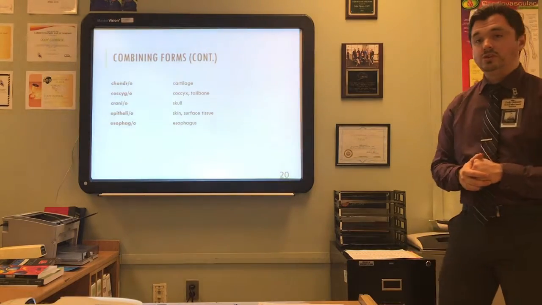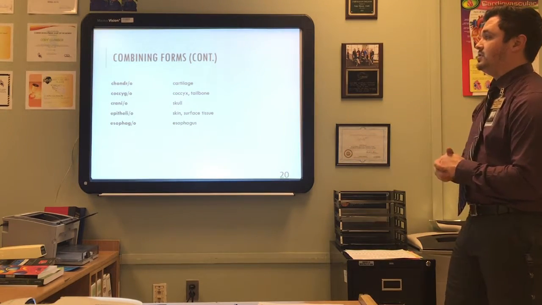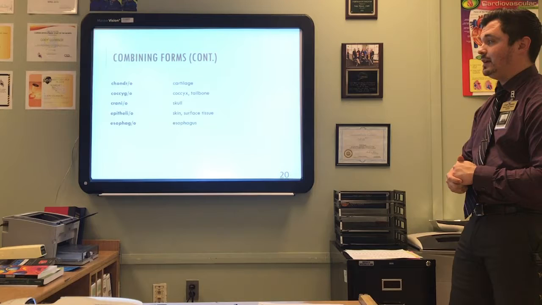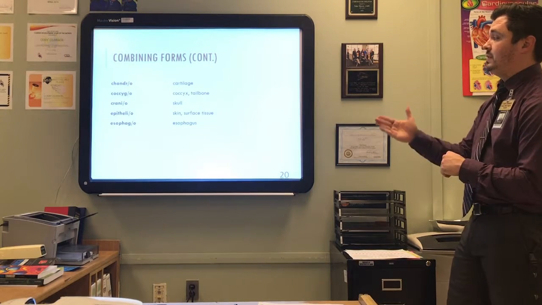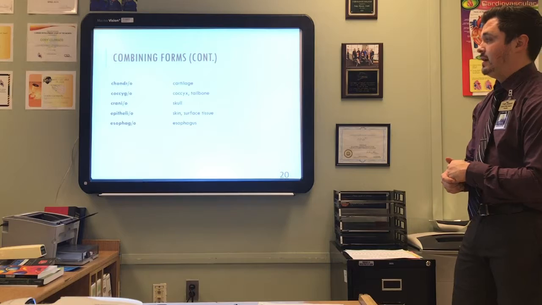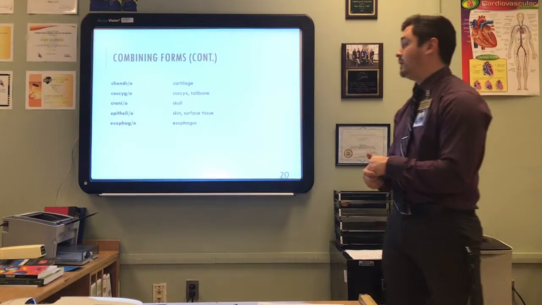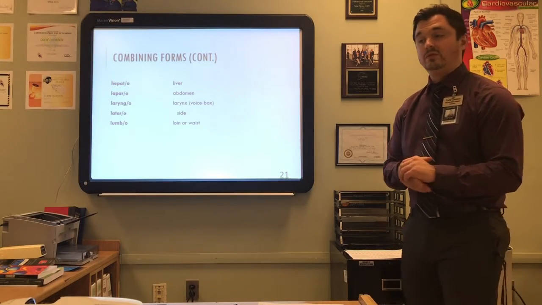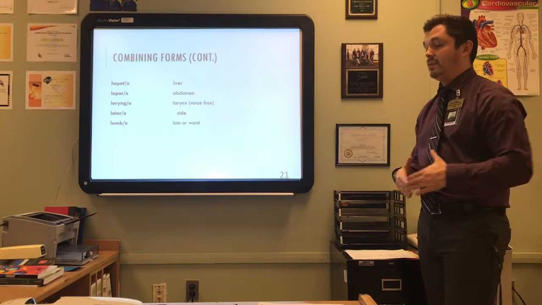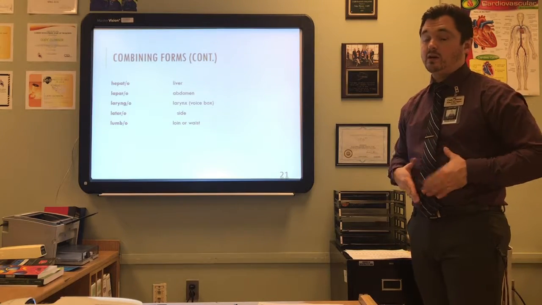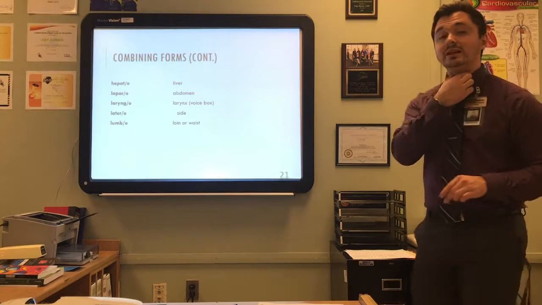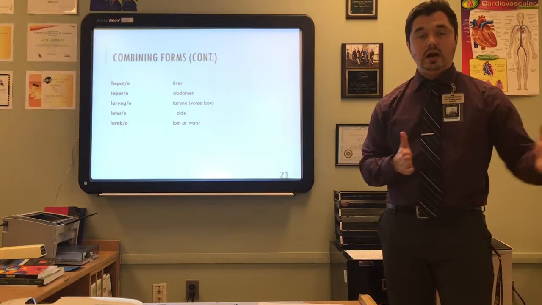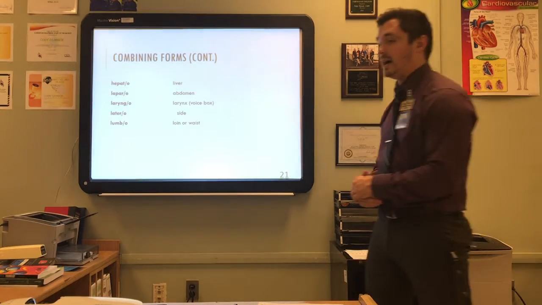You have chondro, which relates to cartilage. Coccygeo, which is your coccyx or tailbone. Cranio is your skull. Epithelii, or epithelio, would be the skin or surface tissue. And esophago would be your esophagus. Hepato, as in hepatitis, refers to the liver. Laparo is another word for abdomen, so you have abdomino and laparo, so be aware of that. Laryngo is your larynx or your voice box. Latero pertains to the side, so lateral is how you'll see that word. It's pertaining to the side.